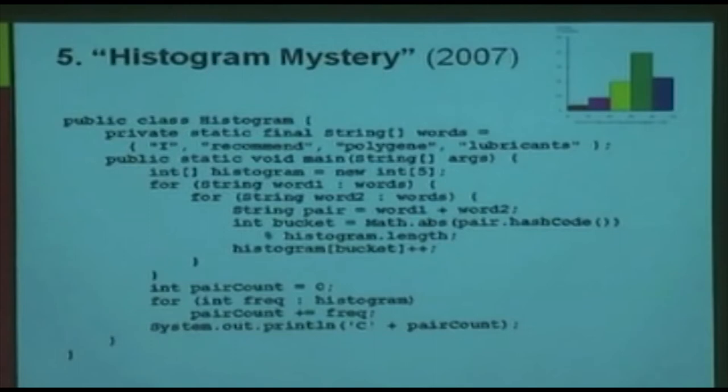So then I iterate, this is using the for-each loop that was added in Java 5, for the string word1 in words. So that takes each one of these words and sets word1 to it. Now I have a nested loop. Inside, I iterate over the same collection, the same array, in word2. So this nested loop goes through every pair of words. It goes through, you know, "I recommend," "I polygene," "I lubricants," "recommend I," and so forth.